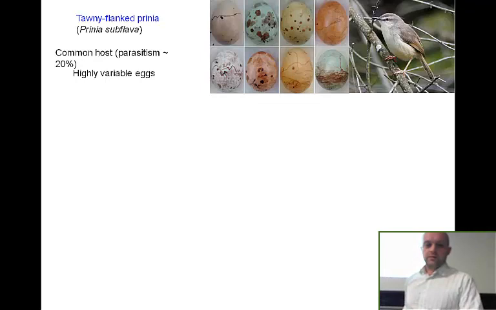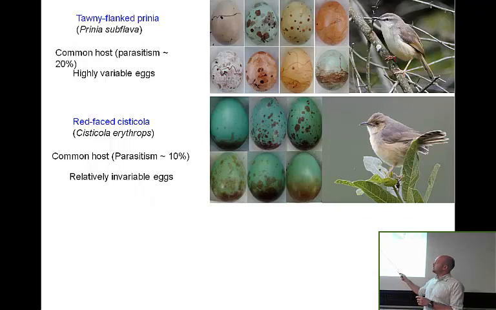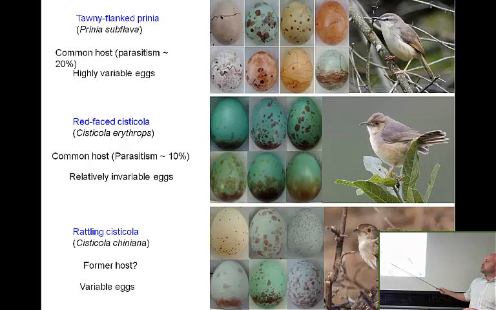Then what we have is something called the red-faced cisticola, which is also parasitized quite often by the cuckoo finch and rejects foreign eggs, but to our eyes doesn't really show the same level of egg variation. And then what we have is the rattling cisticola, which seems to actually be a former host of the cuckoo finch. It's not currently parasitized at our study site, and we know it hasn't been parasitized there for at least 40 years, but it does lay very variable eggs, it does reject foreign eggs quite strongly, and it is parasitized in other parts of Africa.